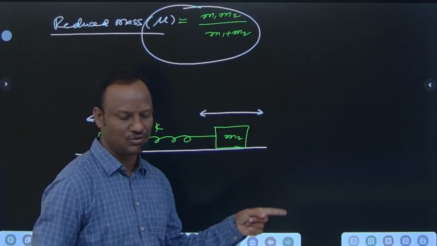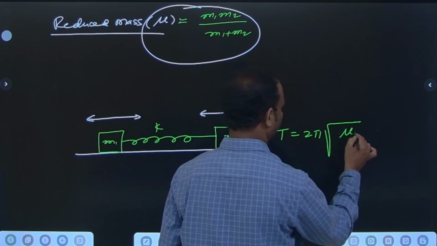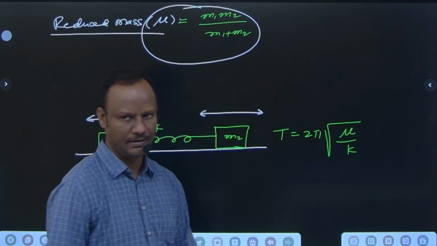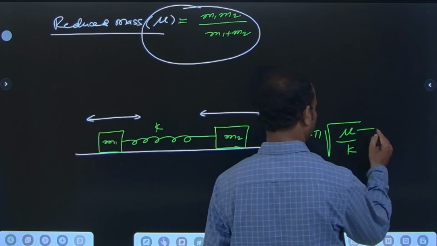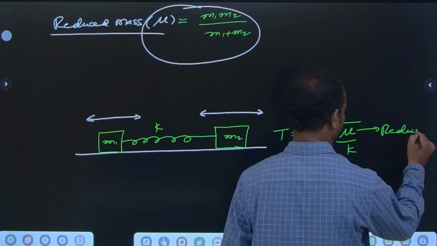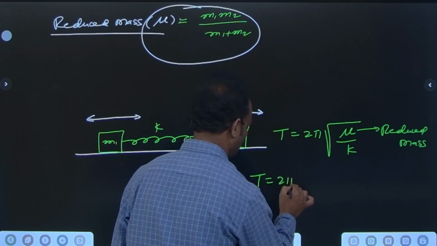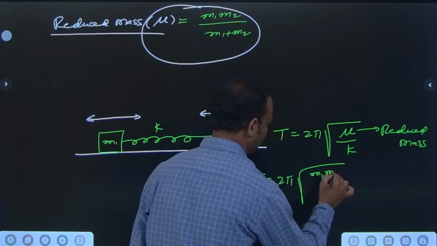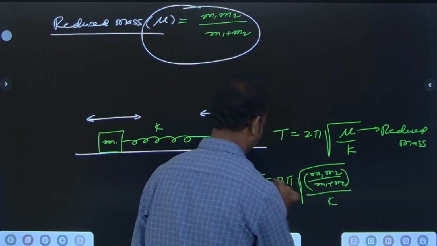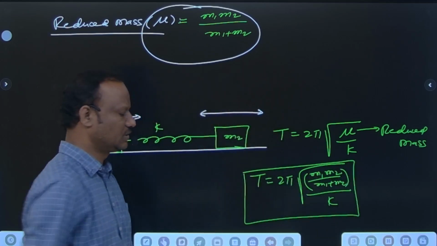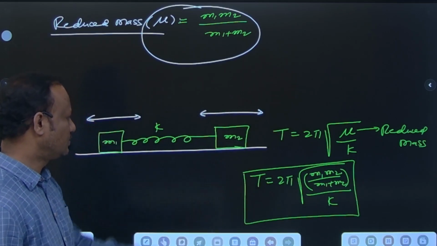Reduced mass comes into play. Its time period T is equal to 2 pi under root of mu by K. Mu stands for reduced mass. Then T is equal to 2 pi under root of M1 M2 by M1 plus M2, all divided by K. This is the reduced mass.